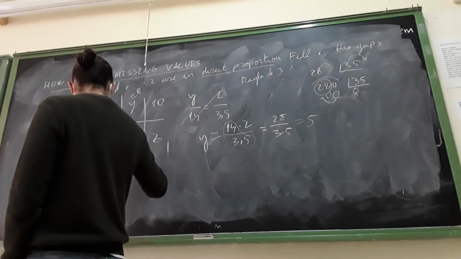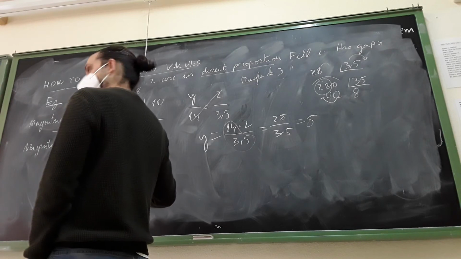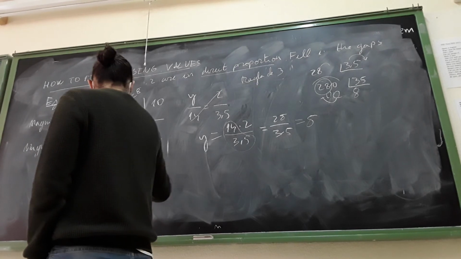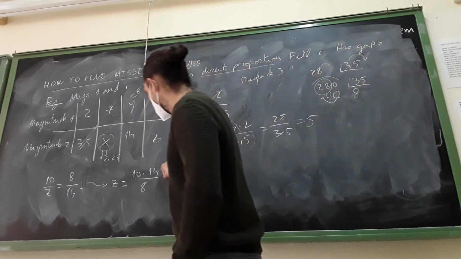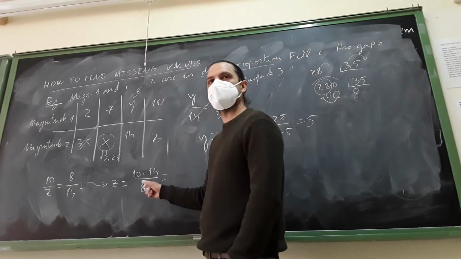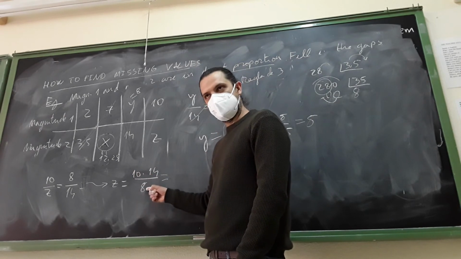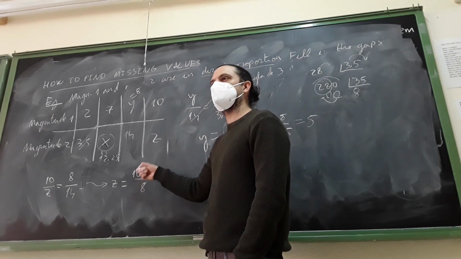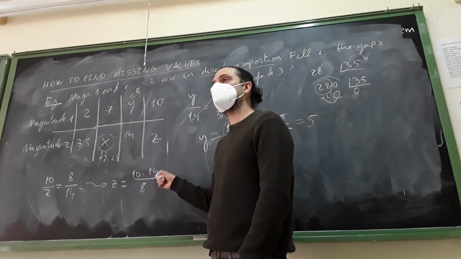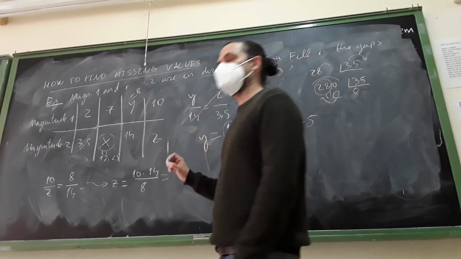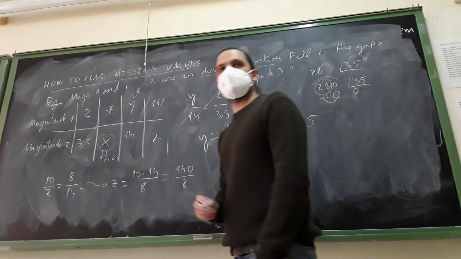10 times 14 divided by 8. Perfect. Okay? Now, multiplication first, because 14 is not divisible by 8, 10 is not divisible by 8, so we're going to multiply first. Multiplicamos primero, ¿no? 10 times 14, Dua, equals 140. We have to divide 140 by 8.